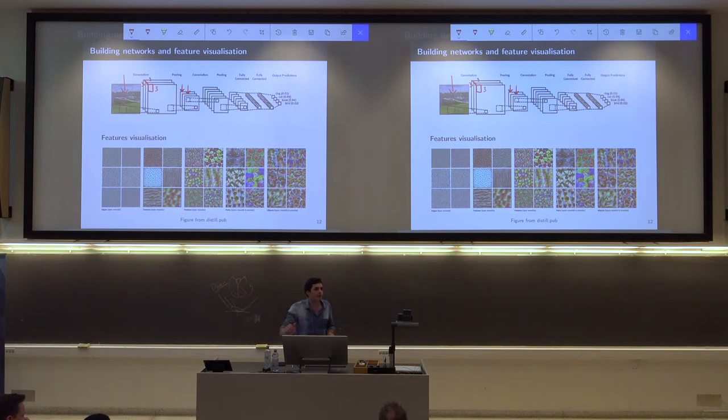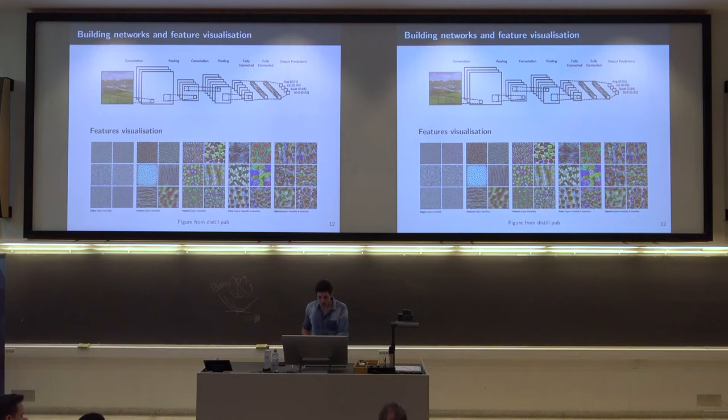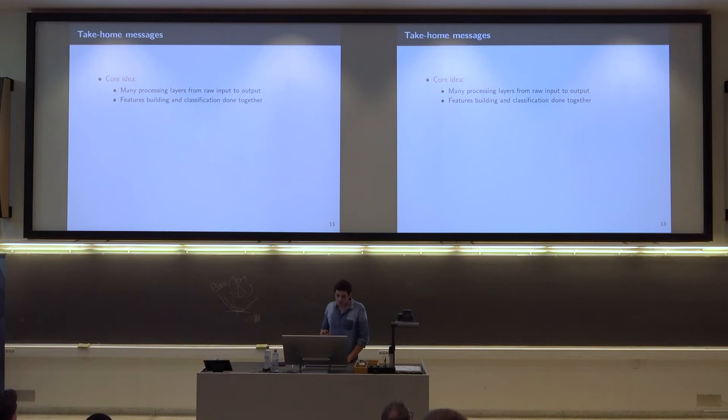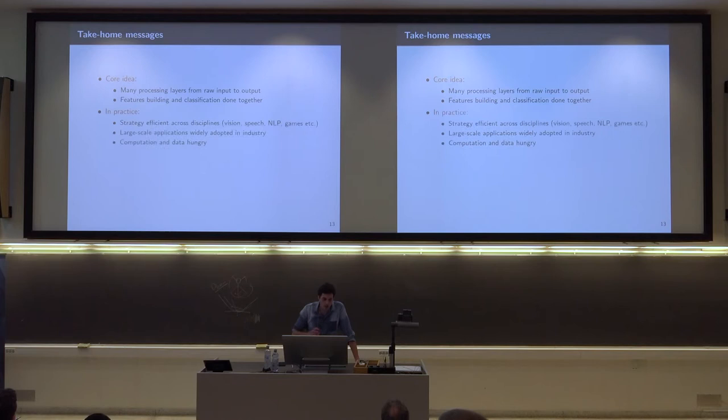Okay. So, we build more and more complex features, and when we visualize them, it's pretty clear that it would be hard to hand engineer this kind of features. So this illustrates the power of deep networks. Okay, so let's wrap up this introduction. The core idea is that you have many layers of processing that go from a raw input to the output, and the features are built together with the classification. So the features are adapted. That's the core idea.